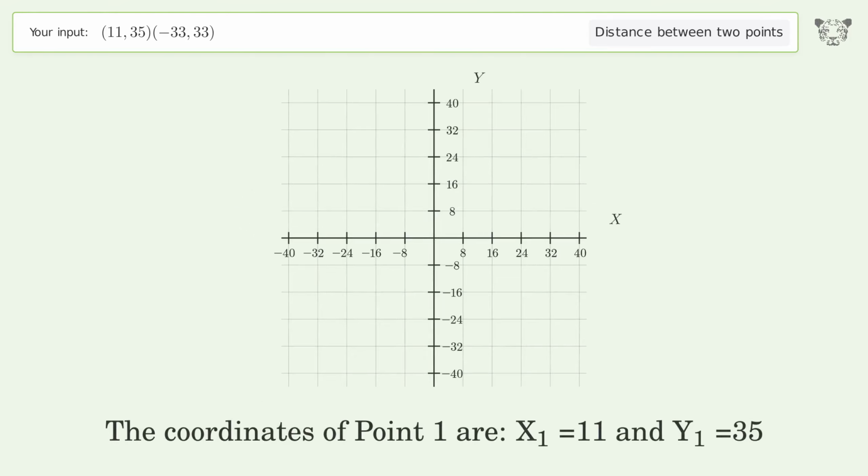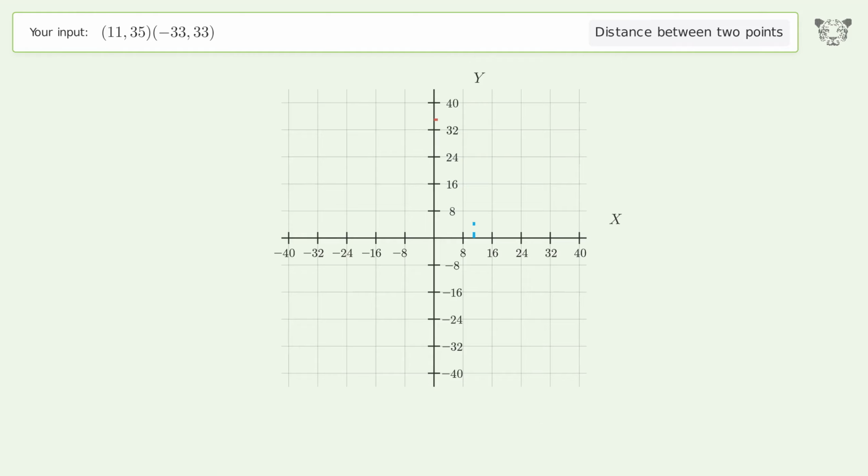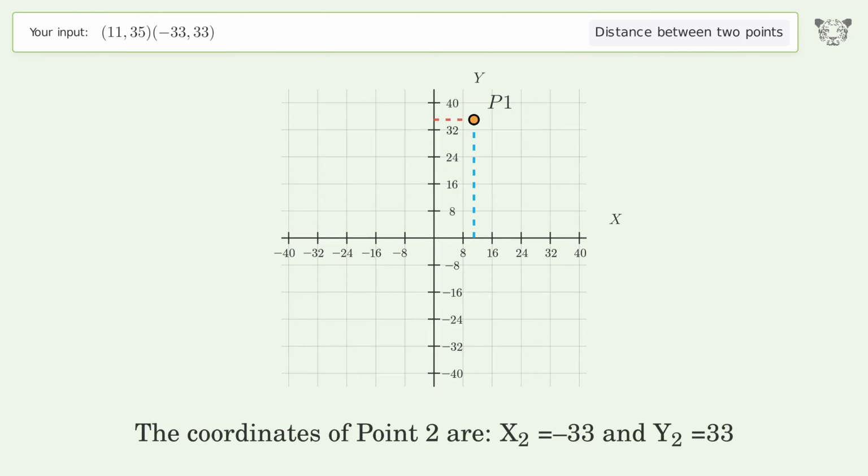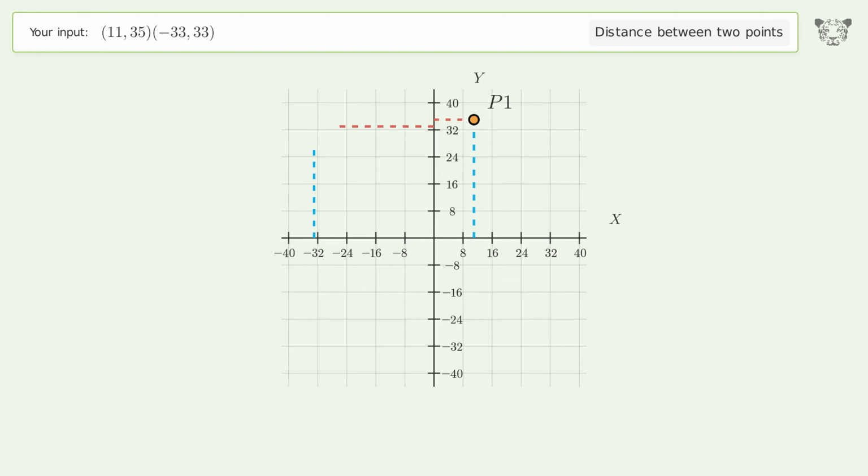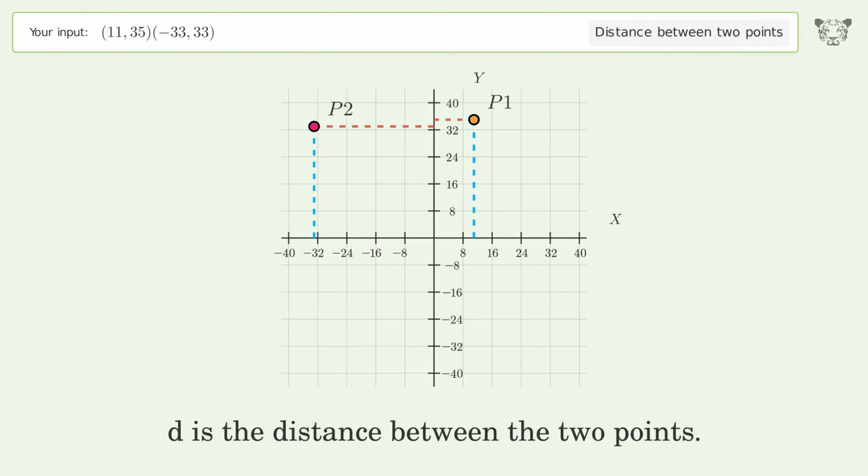The coordinates of point 1 are x1 equals 11 and y1 equals 35. The coordinates of point 2 are x2 equals negative 33 and y2 equals 33. D is the distance between the 2 points.